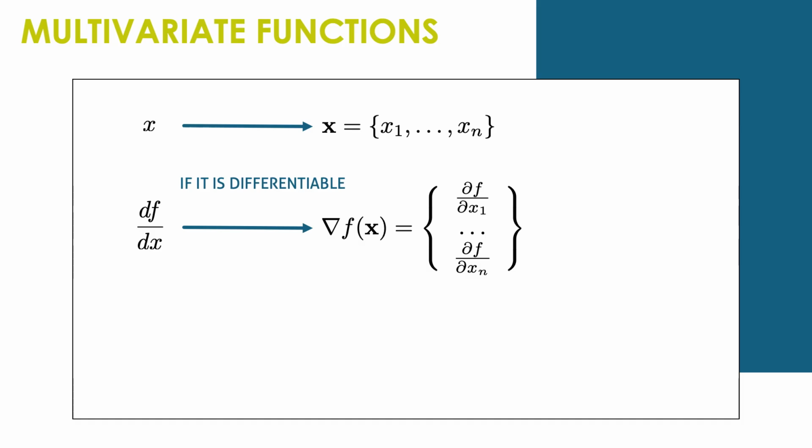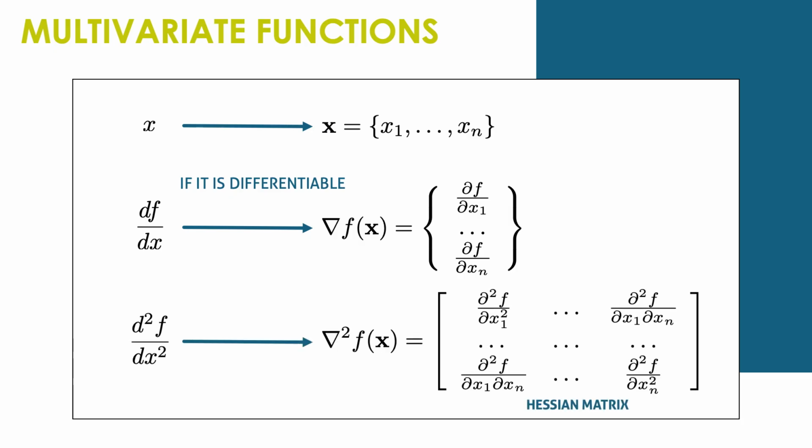Things are even worse for the second derivative, because the second derivative must take into account all the interactions between the first derivative along all the other directions. So the second derivative becomes a matrix, what is called the Hessian matrix, and it takes in its ij-th position the second derivative of f with respect to xi and xj.